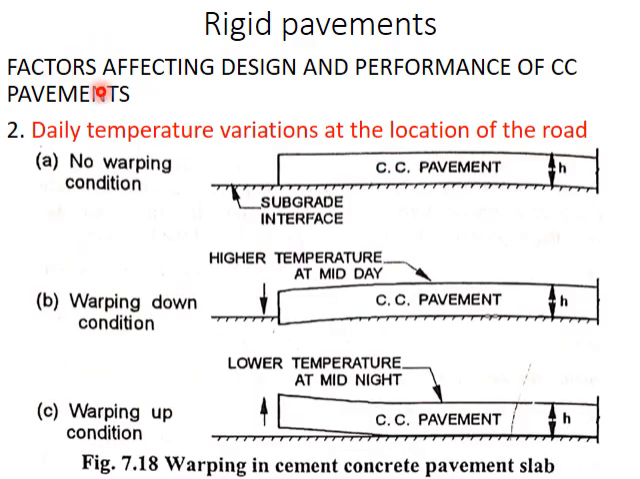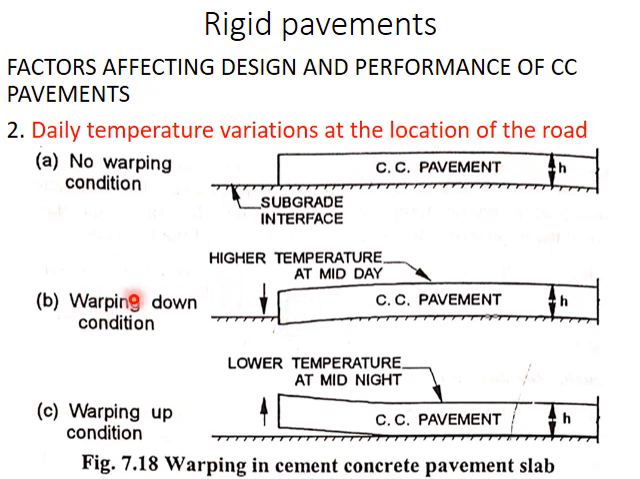So in this figure you can see that no warping condition, that is bottom and top portion of the slab are equally hot or cool, and there is equal expansion on both areas, and there is no warping or bending. So there are no warping stresses, no flexural stresses. So this is that figure, and here you can see the pavement slab and the subgrade.